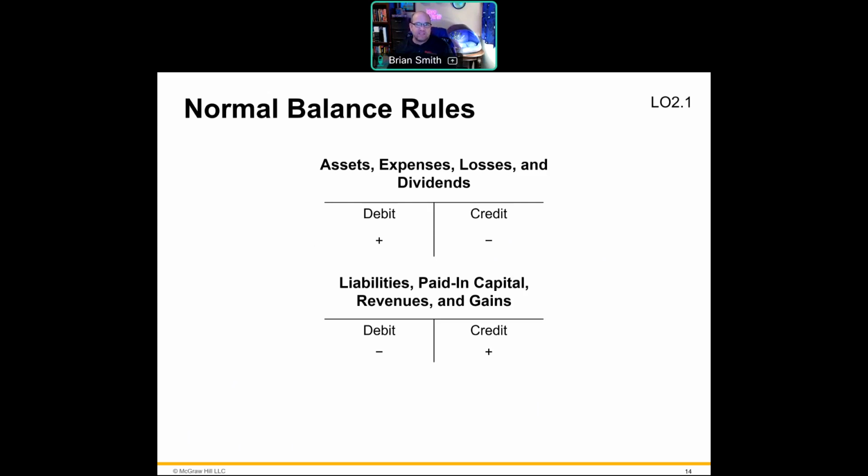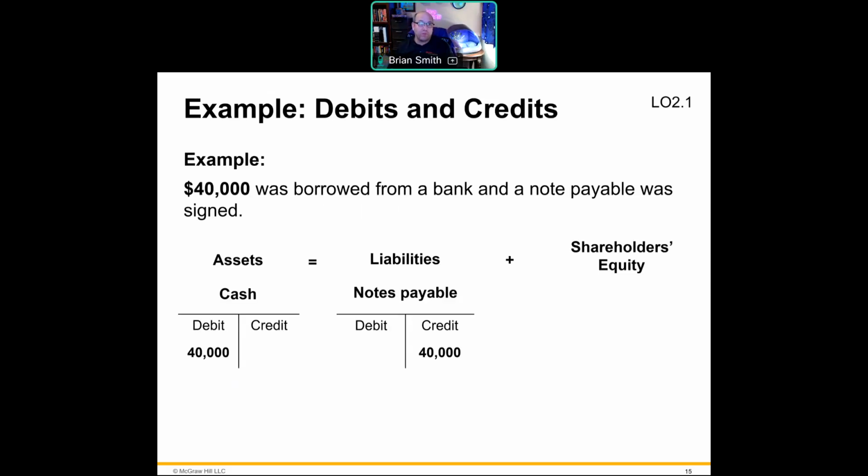Normal balances: assets, expenses, losses, and dividends are a debit increase. Liabilities, paid in capital, revenues, and gains are a credit increase. Opposite is true for that one. So if we borrowed $40,000 from the bank, we're going to debit our cash because that's going up. Credit our notes payable, $40,000.